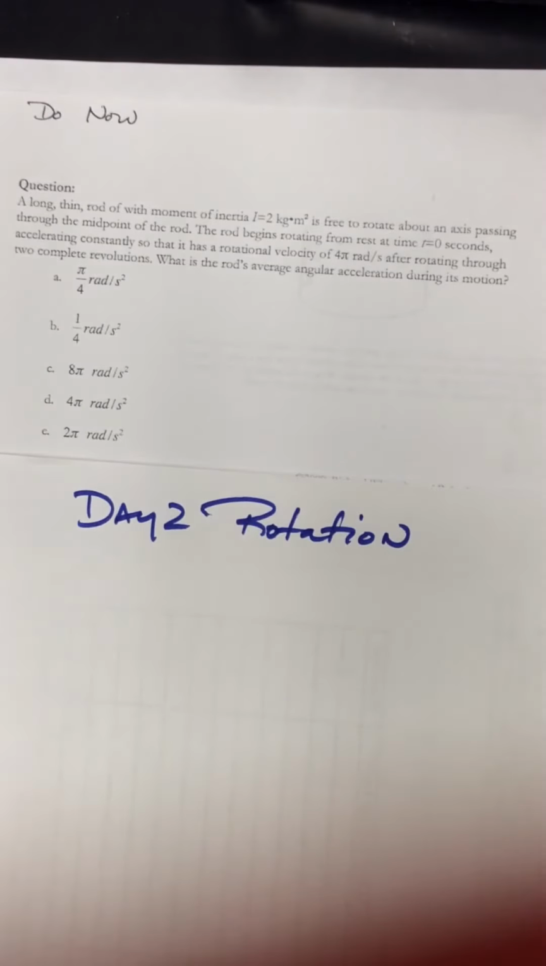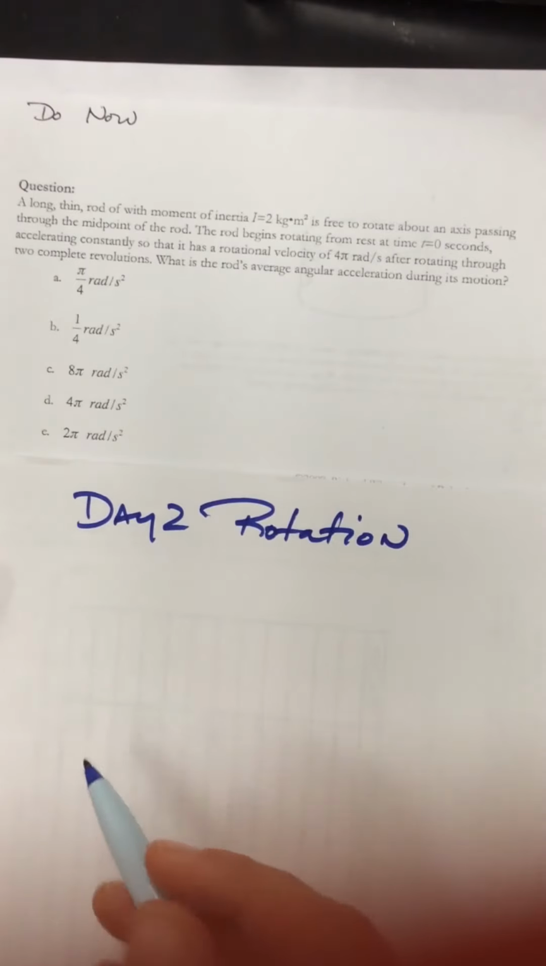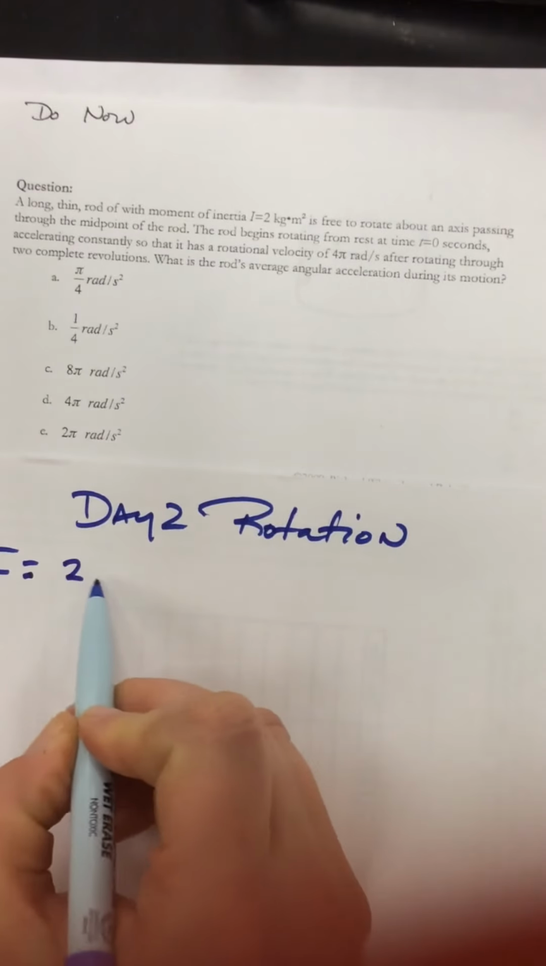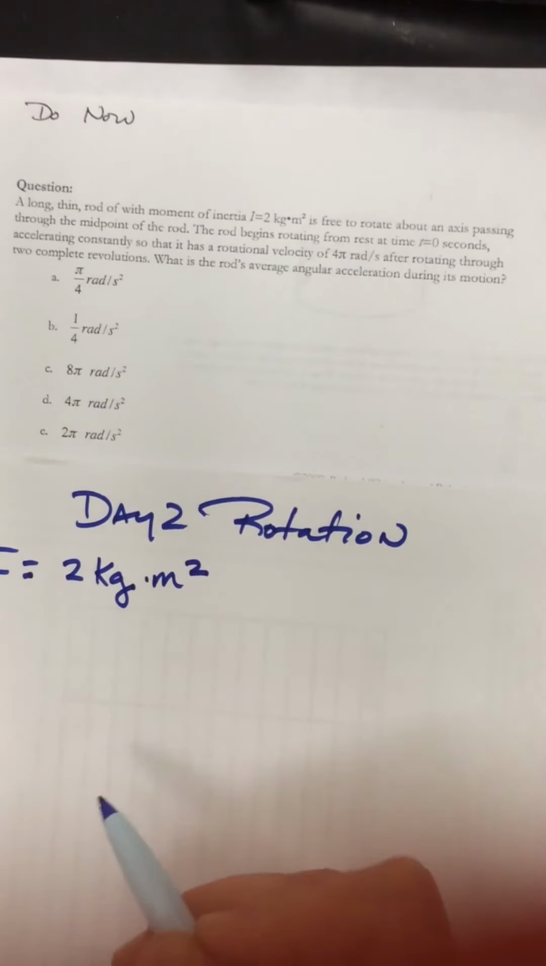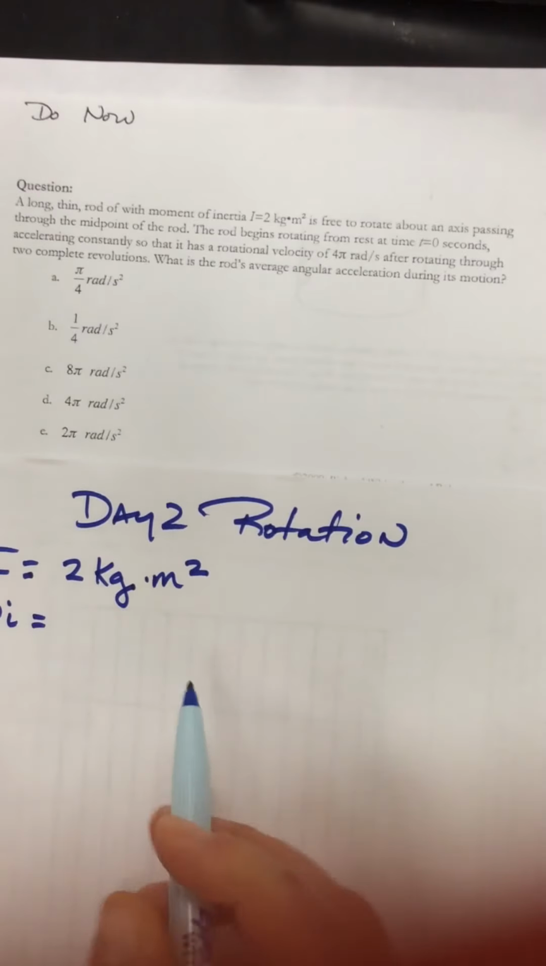Okay, so we are back. Let's go over this one. All right, so this seems a little different. Long thin rod with moment of inertia. What the heck is that? I don't know, we haven't done it yet, but I'll just jot it down just in case. Kilograms times meters squared. Rotates from rest.